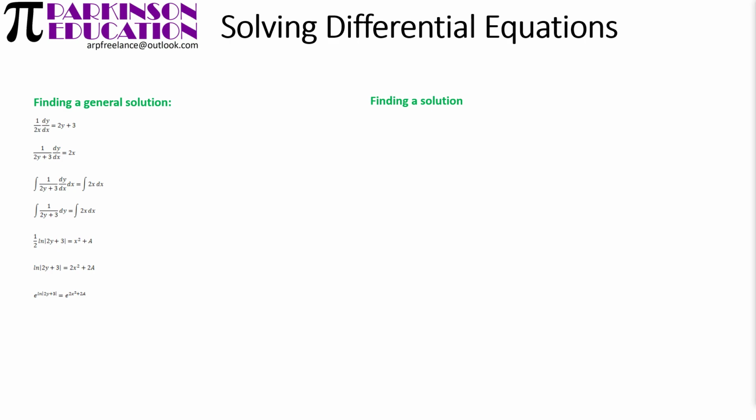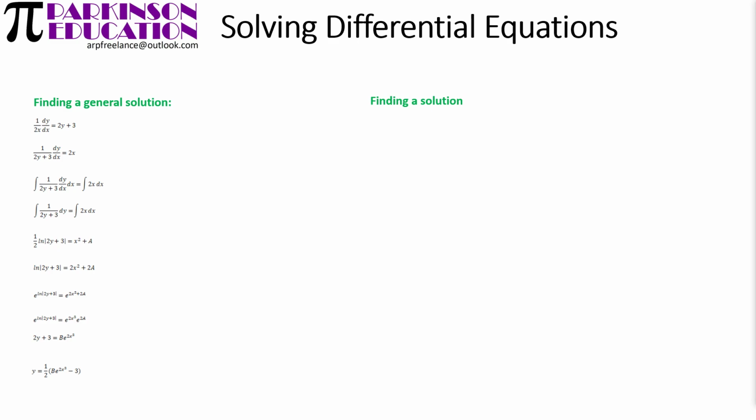If I look at the right hand side, I have e to the 2x squared plus 2a. Our laws of indices state that we can then separate these into this. I have e to the log 2y plus 3 equals e to the 2x squared times e to the 2a. Now my e to the 2a is just going to be a constant, so I can rewrite that in any form I want. I've used b. Let's evaluate that. I now get 2y plus 3 equals b times e to the 2x squared. If I subtract 3 and divide by 2, I have a general solution.